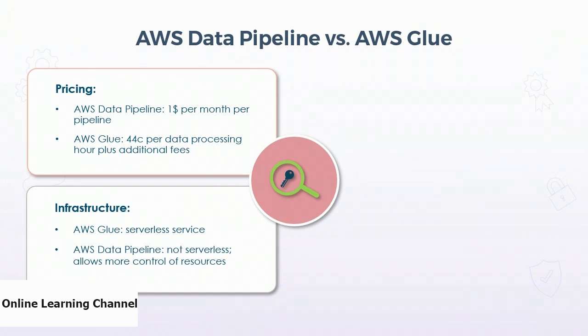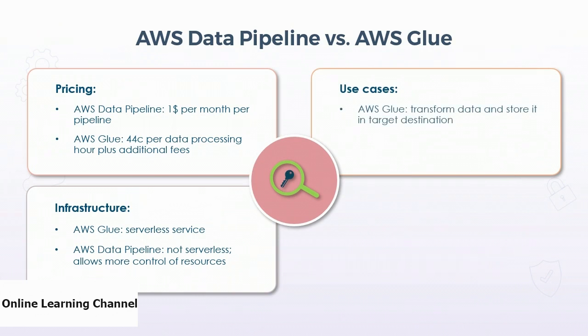The third differential parameter is use cases. Glue is best used to transform data from the sources and store it at target destinations, allowing users to focus on ETL jobs as they do not have to manage or configure the computational resources. On the other hand, AWS Data Pipeline transforms and moves data across various services while giving control over the computational resources that are needed to run the pipeline.